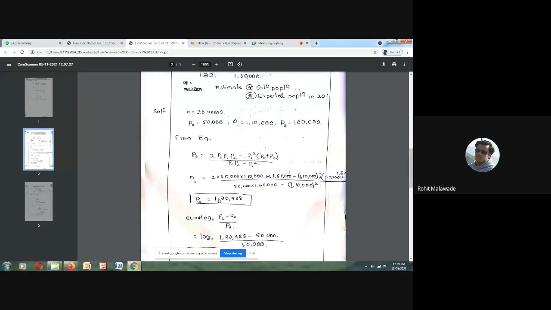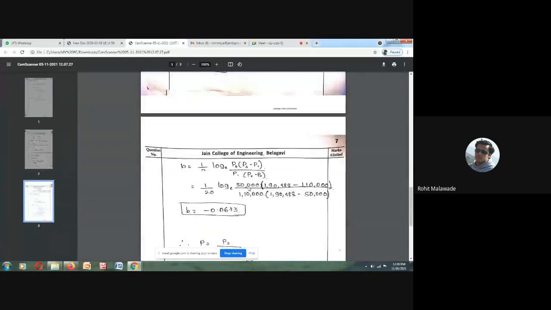Then in order to calculate the population in the year 2000, I think they have asked 2000 or 2011. All right. So we have finished the saturation population. We want to now determine the expected population in the year 2011.